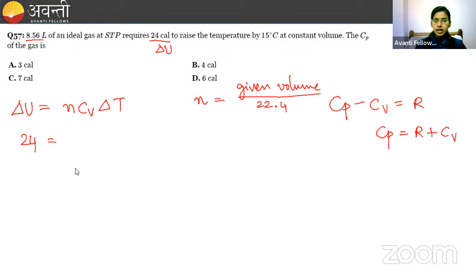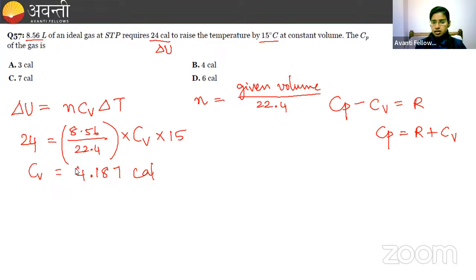In place of n, substitute the given volume, 8.56 divided by 22.4, and we don't know Cv. The change in temperature is 15 degrees Celsius, since the temperature is raised by 15 degrees Celsius. So let me substitute 15 here. If I solve this, I will get the Cv value as 4.187 calorie per mole per Kelvin.